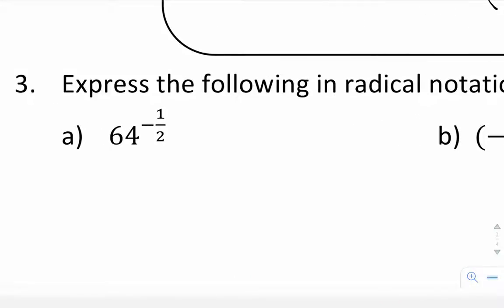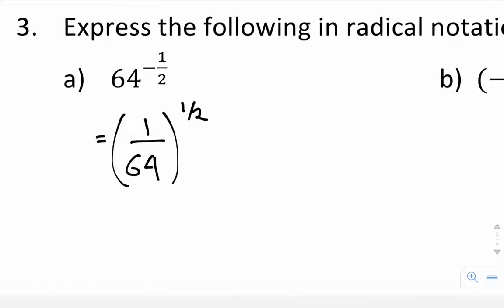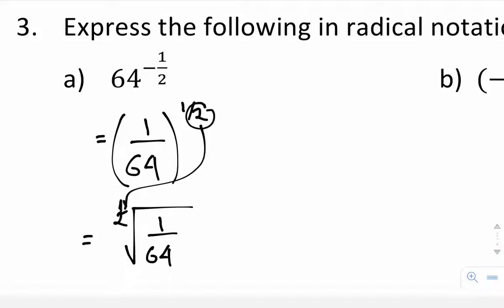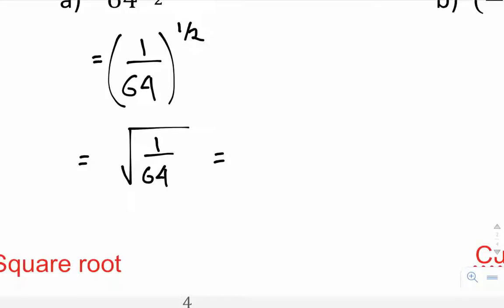Here I have 64 to the negative 1/2. Well, the first thing I have to take care of is the negative exponent. So what that means is I'm going to rewrite it as 1 over 64 all to the exponent 1 over 2. Now we just saw from above that when I take 1/2 as an exponent, it's the same as taking the square root of 64. Now the 2, which I would normally write over here, is not written. Whenever we have a square root, we don't write that 2. It's assumed to be there. And if I take the square root of 1 and the square root of 64, I get 1 over 8.